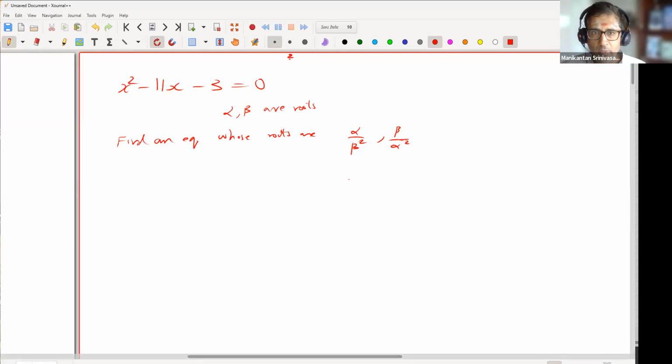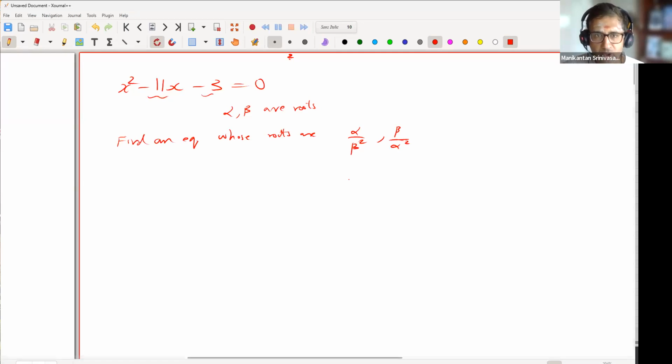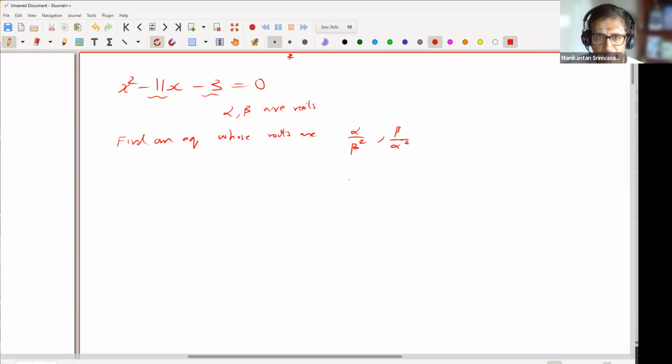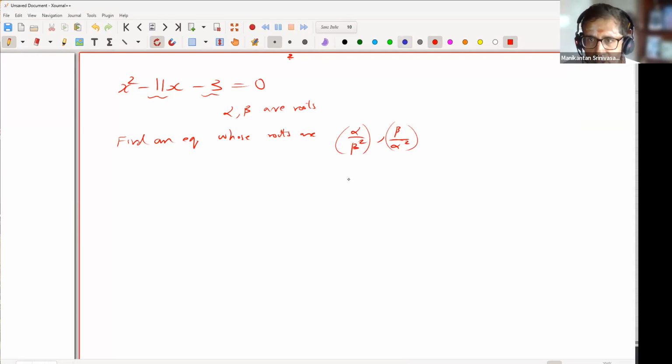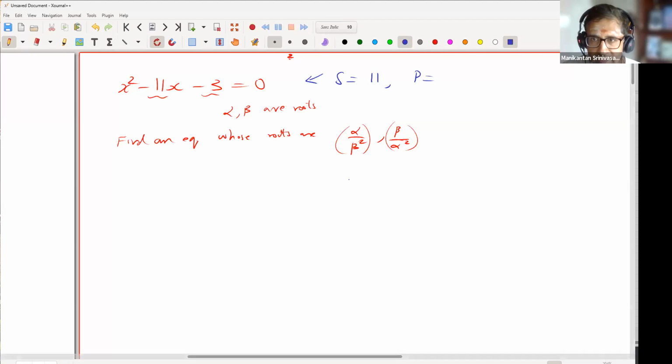Something like this. Now, obviously, we are not able to guess two numbers which multiply to -3 and add to -11. And therefore, if you resort to solving it, you'll get irrational numbers, very messy to deal with. Even as it is, they are that. And if you do alpha by beta square and beta by alpha square, it's going nowhere, right? So there's the sum and product of roots. So the question is, find an equation whose roots are alpha by beta square and beta by alpha square. So you can use the sum and product technique. The sum of the roots in this case is minus b by a, which is 11. And the product of roots in this case is c by a, which is -3, since a is 1.